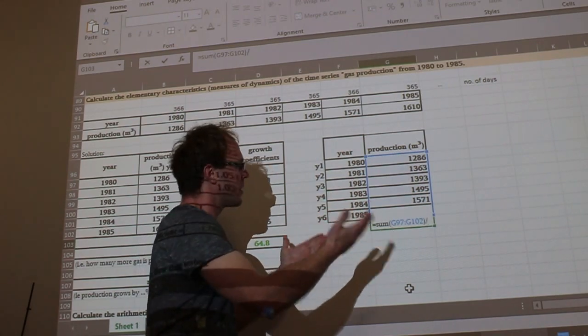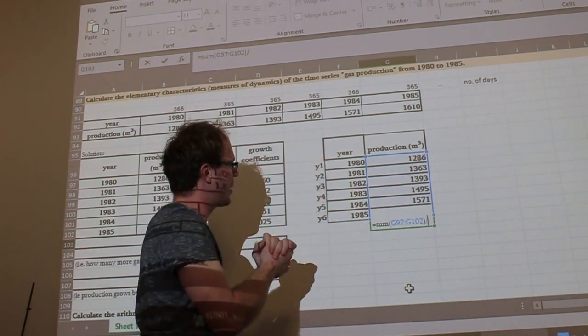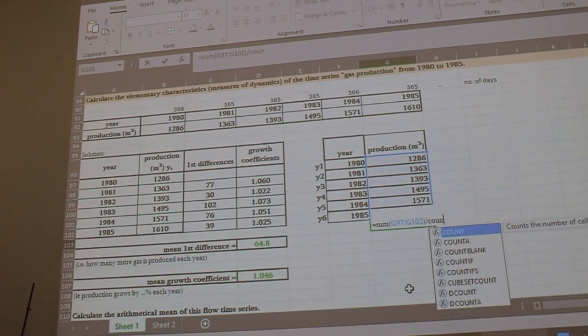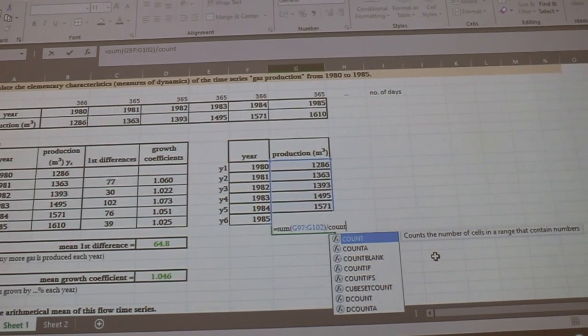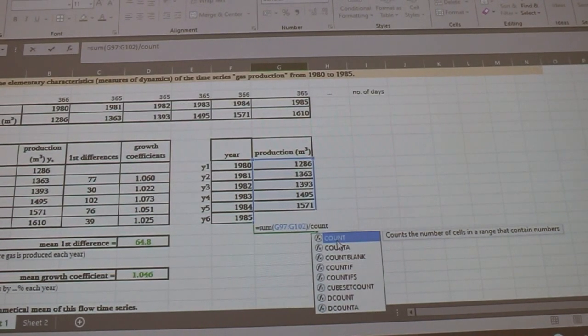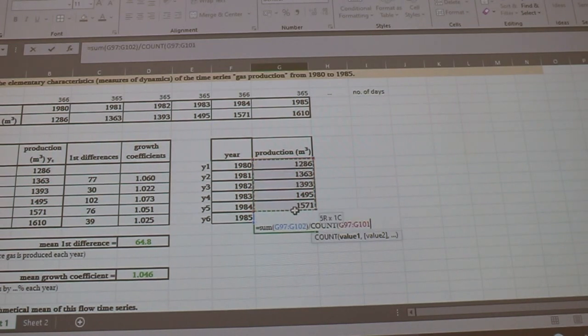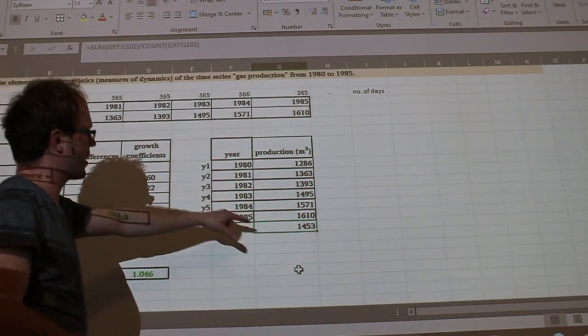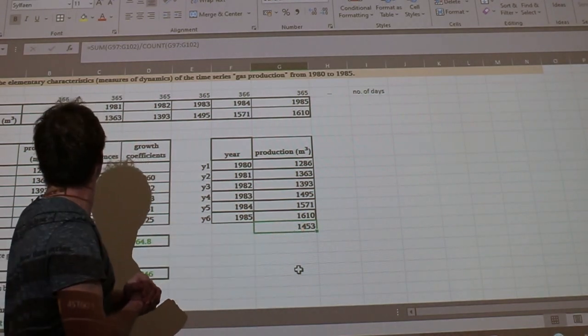Yes, count returns the count of values. I know that I have here 6 observations. We can write here the count function. It counts the number of cells in a range that contain numbers. So with the count function, I will select 6 values, close the parenthesis, and this will be divided by 6. So this is the average, the calculated average production of gas, 1,453 cubic meters of gas.